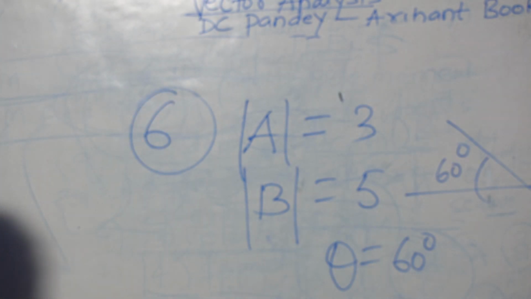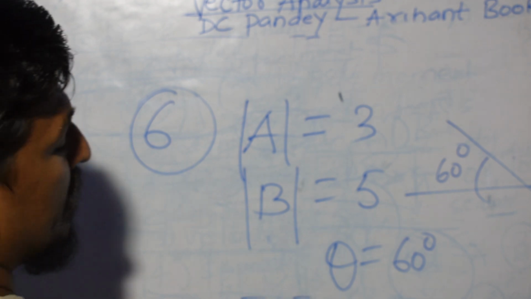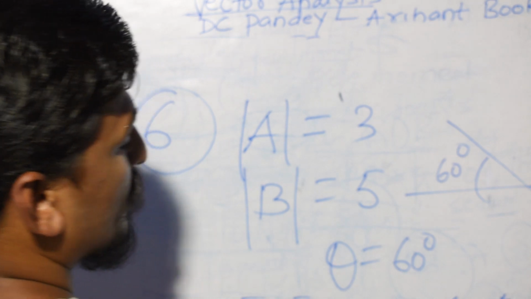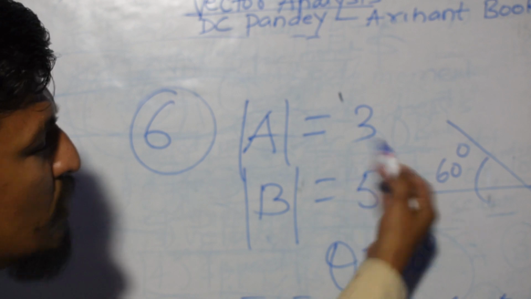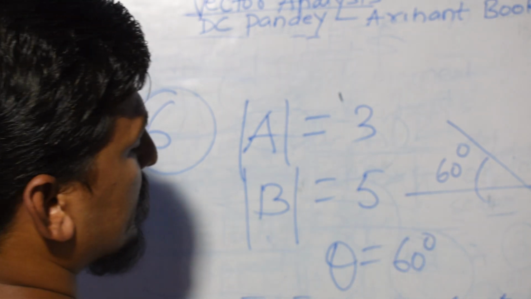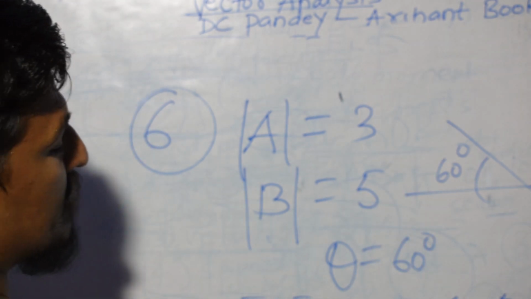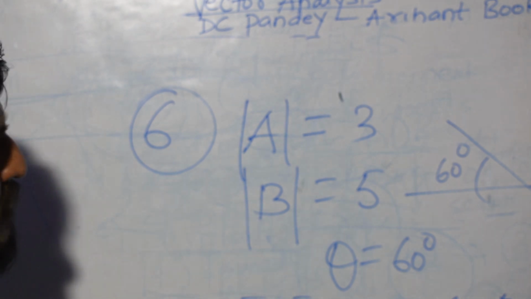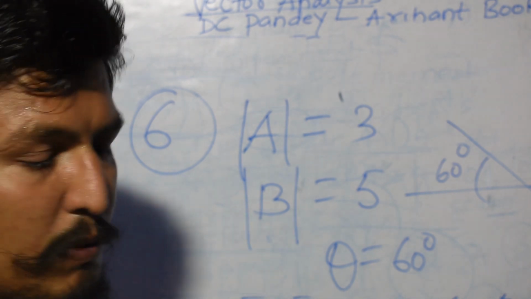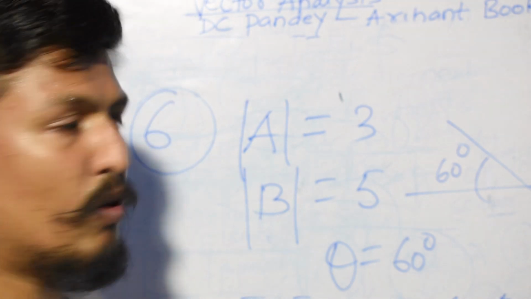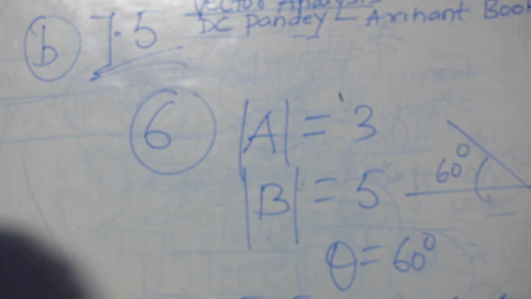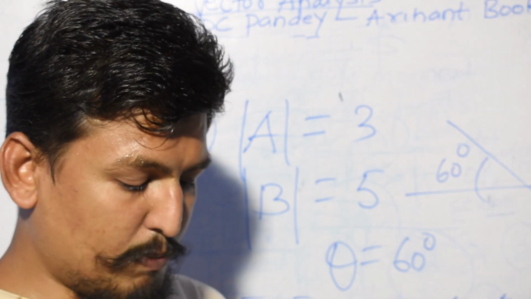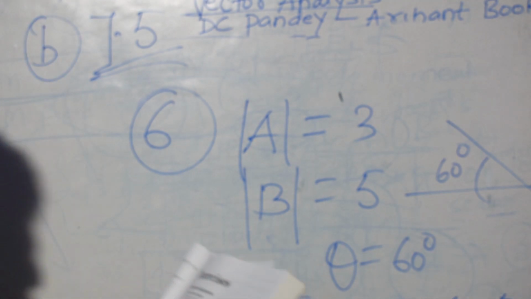Now, what is the dot product of these two? Dot product is defined as A dot B equals AB cos theta. Here theta is 60 degrees, A is 3, B is 5, and cos 60 degrees. Now 5 into 3 is 15. Cos 60 is half. This will cancel out to obtain 7.5. So the correct answer is option B, which is 7.5. You can check with your daily practice paper which was supplied via mail or via WhatsApp.